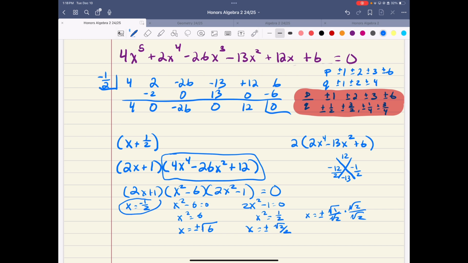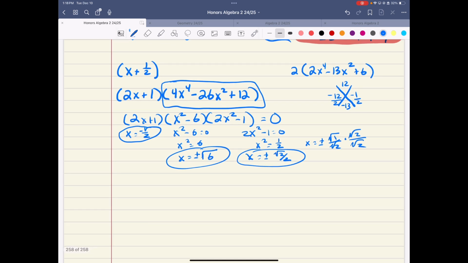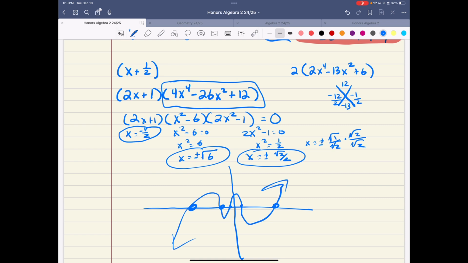So here are your zeros. Here, here, and here. Again, they're all real numbers. We're all good? And where they're at, square root of 6 is, I don't know, 2 point something. So we'll say it's there and there. Square root of 2 over 2 has got to be smaller than that. I don't know. Something like that. We're just sketching the graph. Remember, you can change those to decimals to give yourself a little bit better spot as far as graphing them. Okay.